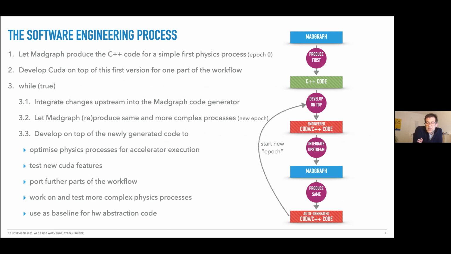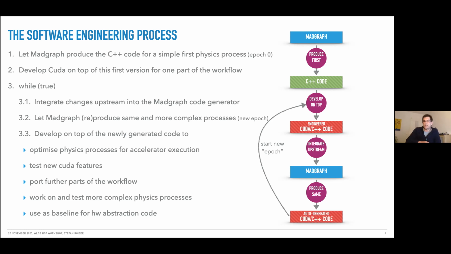As MadGraph is a code generator, the software engineering process looks a bit different for us. We started, as I said already, with the C++ version. We let MadGraph produce C++ code, took this code as a baseline, and started porting it onto GPUs. Once we had done this first iteration of porting, we entered a loop where we develop the code, Olivier takes our developments and ports them upstream into MadGraph, MadGraph auto-generates the code that we have just been developing, and then we start a new development epoch, as we call it, on top of this newly generated code.